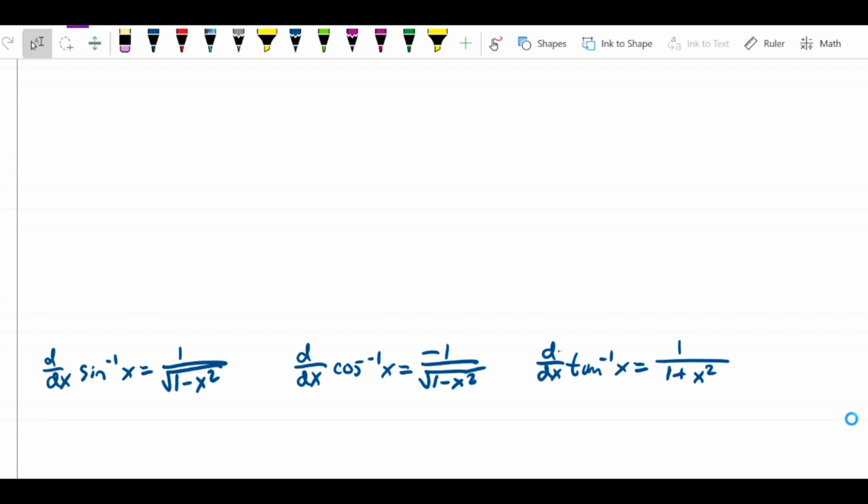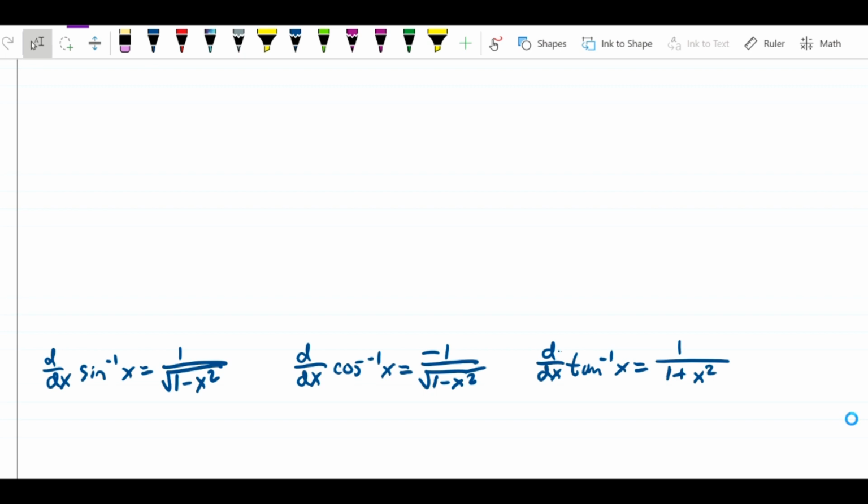The textbook has a list of what the derivatives of all 6 inverse trig functions are. However, I've put up the 3 that are the most common that you should actually know. The derivative of arcsine is 1 over the square root of 1 minus x squared. The derivative of arccosine is the same thing multiplied by -1, so it's -1 over square root of 1 minus x squared. And the derivative of arctangent is 1 over 1 plus x squared. There's no square root in that.